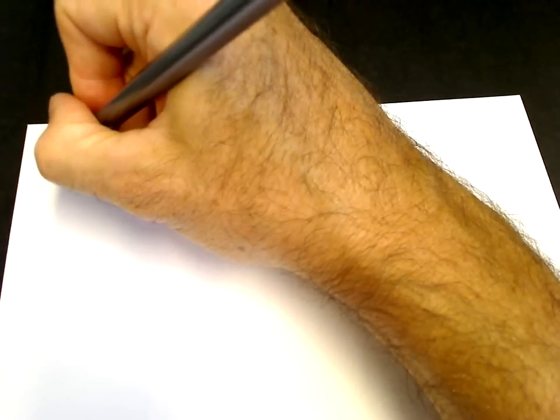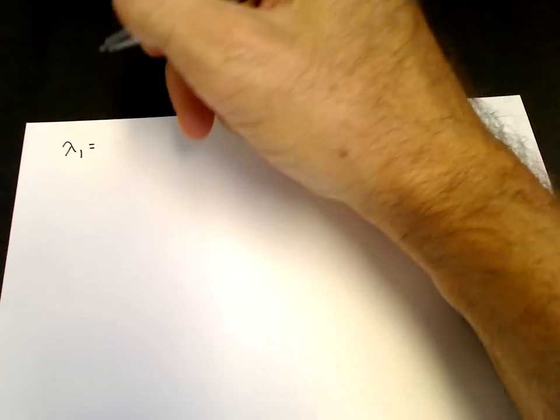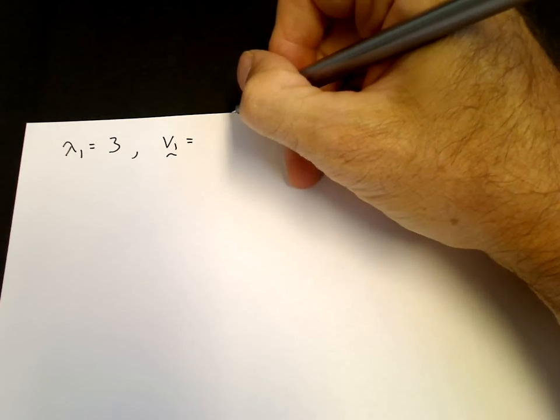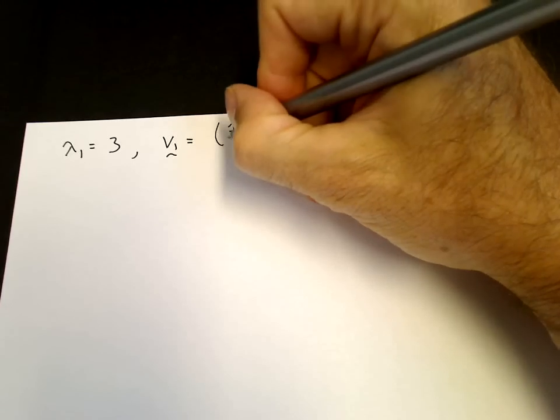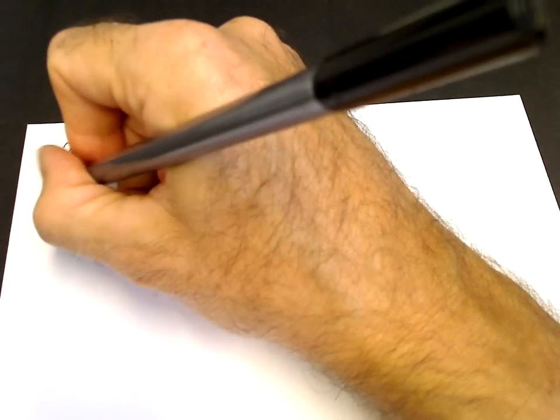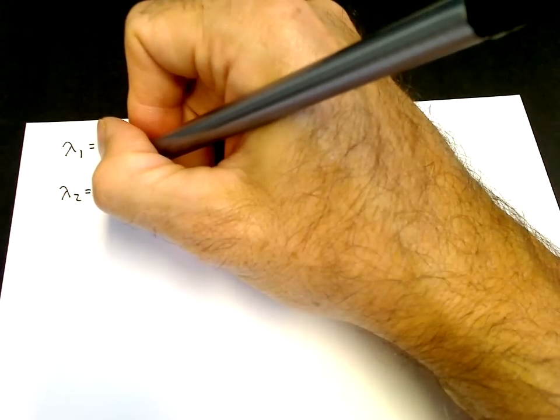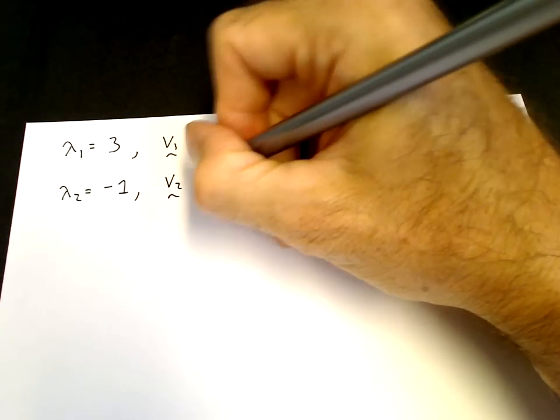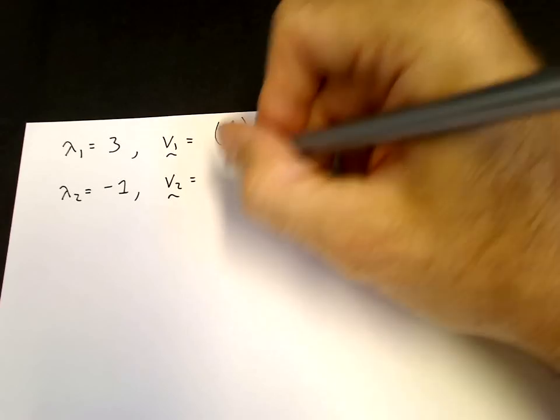Okay, so putting it together, we found 2 eigenvalues. The first eigenvalue, lambda 1, we took to be 3, and the first eigenvector we determined is (1, 2), and the second eigenvalue is minus 1, and the associated eigenvector was (1, minus 2).